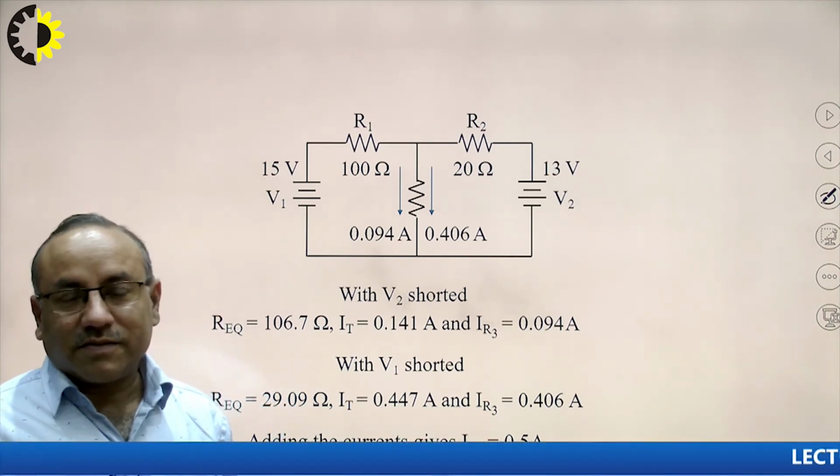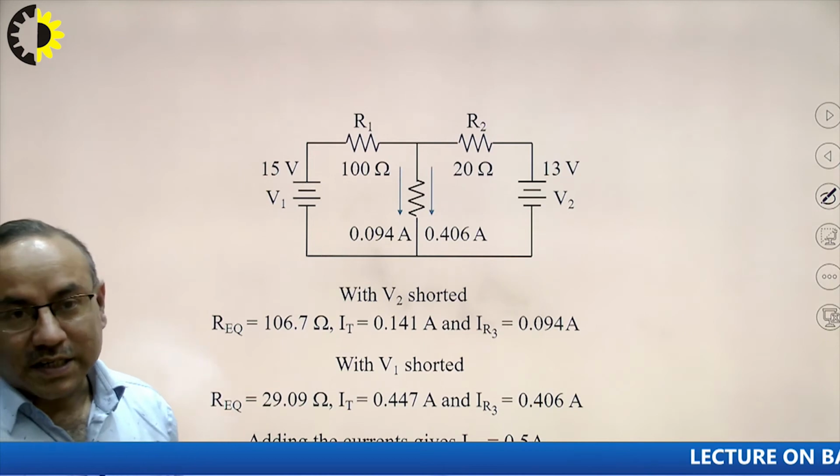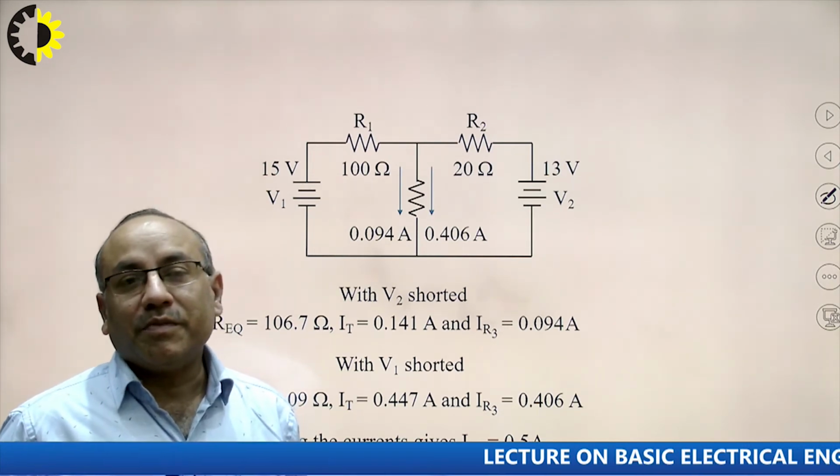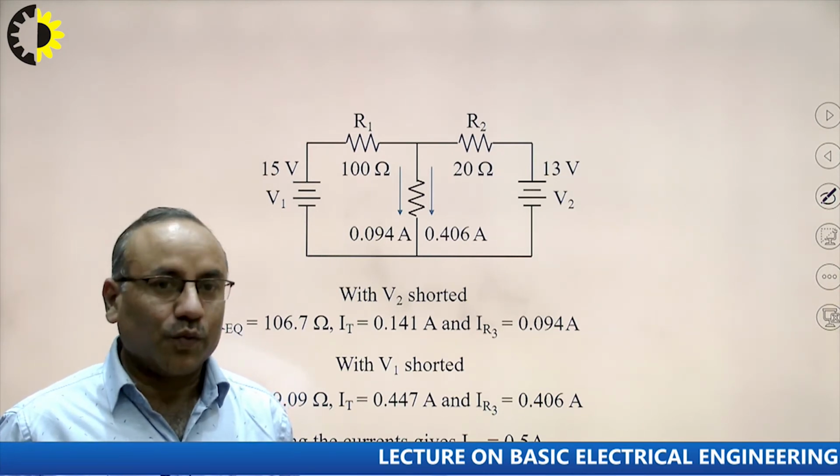And the conditions which apply, we have already discussed. The circuit should be linear, bilateral, and there should be multiple energy sources. The minimum number of sources must be 2.